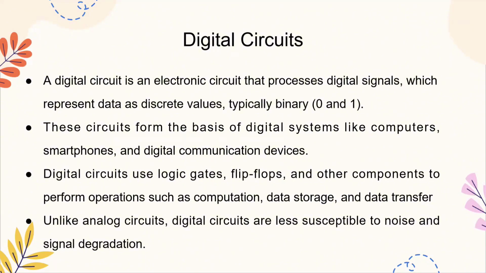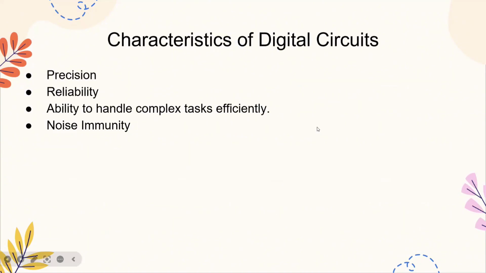These circuits form the basis of digital systems like computers, smartphones, and digital communication devices. Digital circuits use logic gates, flip-flops, and other components to perform operations such as computation, data storage, and data transfer. Unlike analog circuits, digital circuits are less susceptible to noise and signal degradation, so we prefer digital circuits over analog circuits. These are the main characteristics of digital circuits: precision, reliability, ability to handle complex tasks efficiently, and noise immunity.